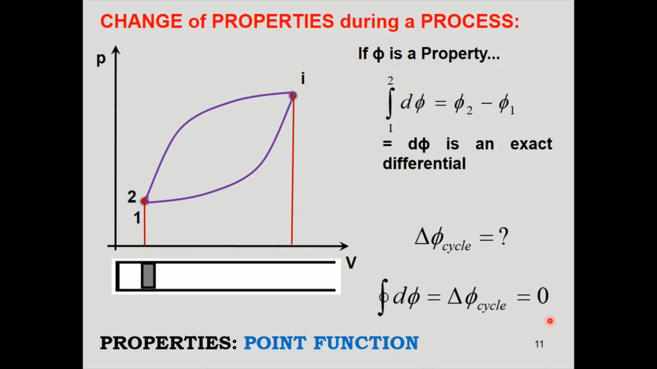Clear? So some important conclusions we have drawn. Number 1, properties are point function. Properties are thermodynamic coordinates, we have already known it. Properties are exact differential, and cyclic integral of property is 0.